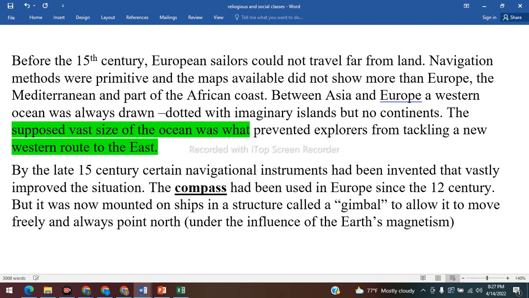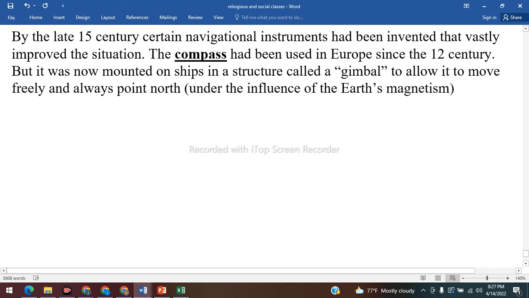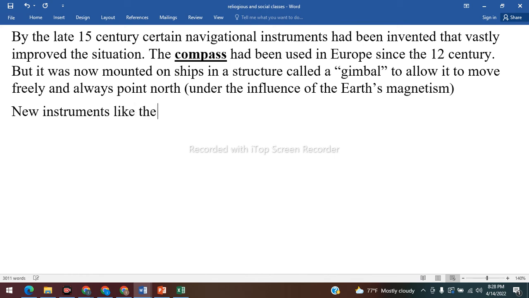The next one is what we call the quadrant. So, new instruments. The compass was an old instrument, right? They saw that before, they just put it on the ship. Now this one is a new instrument, like the quadrant, or we say astrolabe.